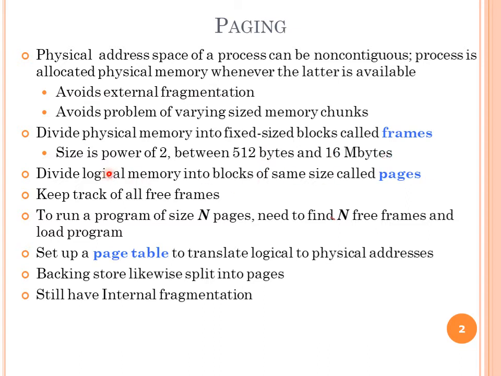At the same time, the logical memory is also divided into blocks of the same size as the frames, but these are called pages. So the physical memory division is known as frames, and the logical memory division is known as pages. To run any program of size n pages, we need to find n free frames and load the program. To keep track of these n pages, we have to set up a page table which will translate the logical address into physical addresses. But still we have internal fragmentation, which we will see in the further slides.